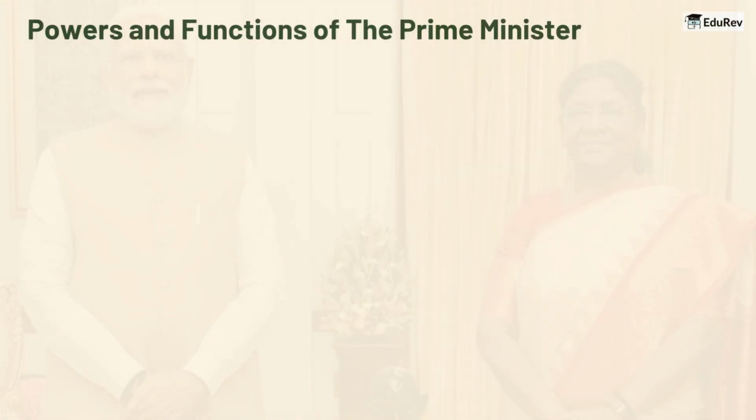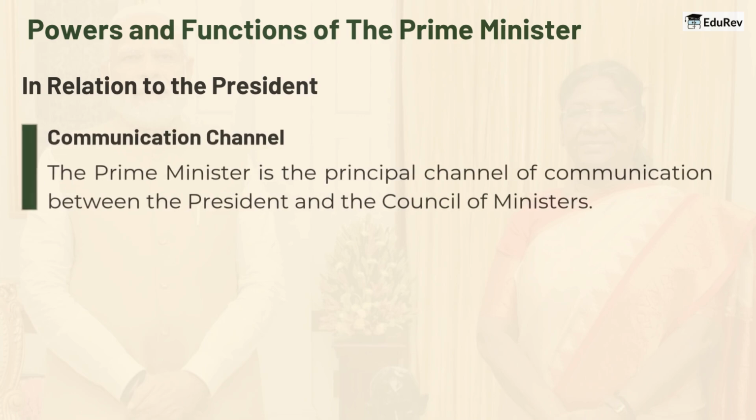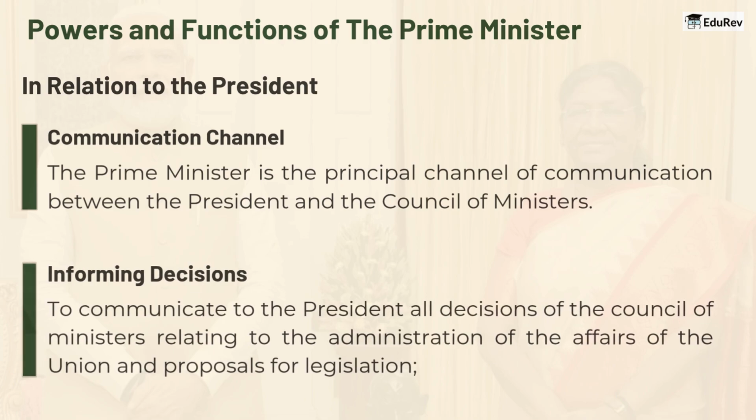Next, let's see how the Prime Minister works with the President. The Prime Minister is the principal channel of communication between the President and the Council of Ministers. To communicate to the President all decisions of the Council of Ministers relating to the administration of the affairs of the Union and proposals for legislation.